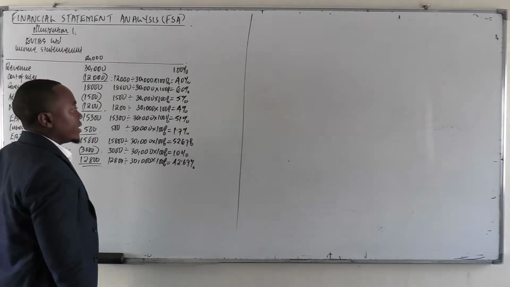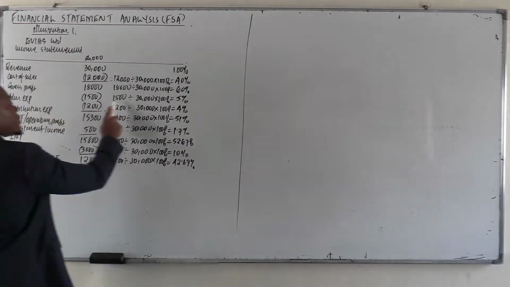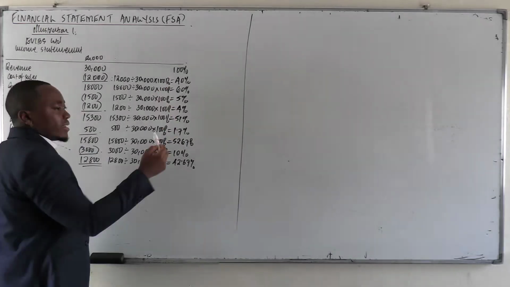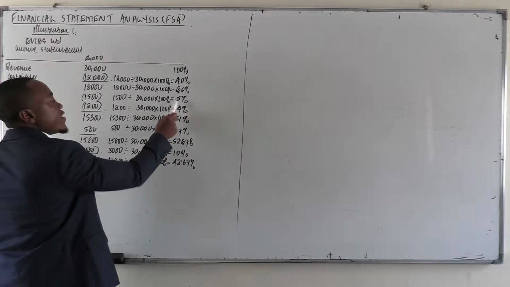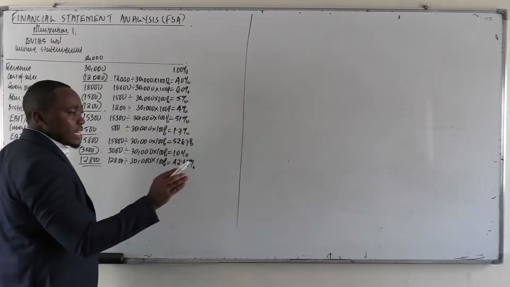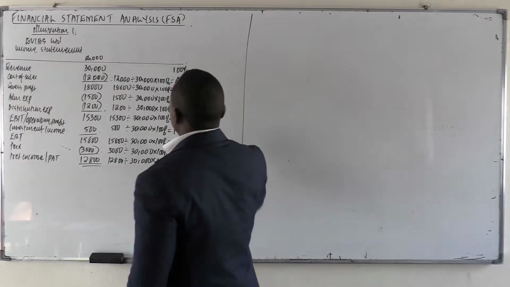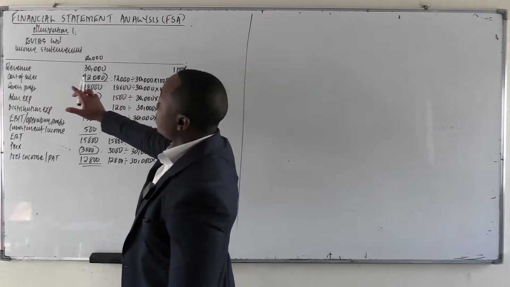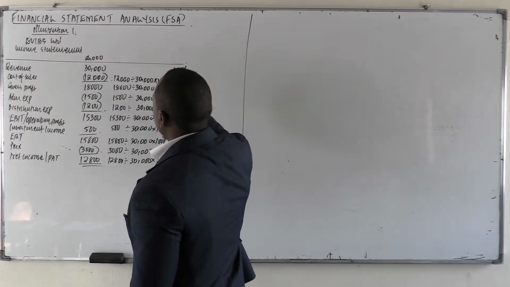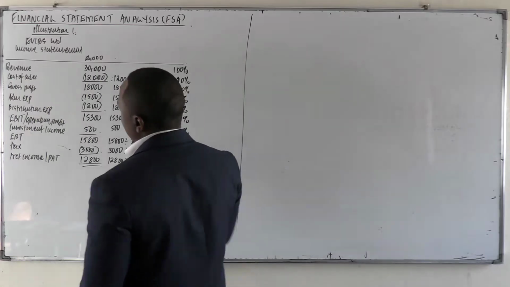So how do you interpret the admin expense? Admin expense is 5% of the sales. So it means that for every 100 shillings you are generating from the sales, 5 shillings goes to the admin expense. Distribution, 4 shillings of 100 shillings goes to distribution, like that. That's the interpretation. For every 100 shillings, the cost of sales was 40 shillings. And therefore, the gross profit for every 100 shillings is 60 shillings. Good. So that's how you interpret that.